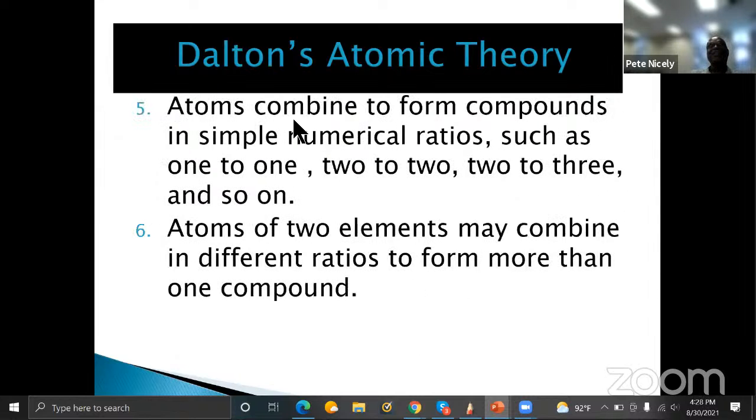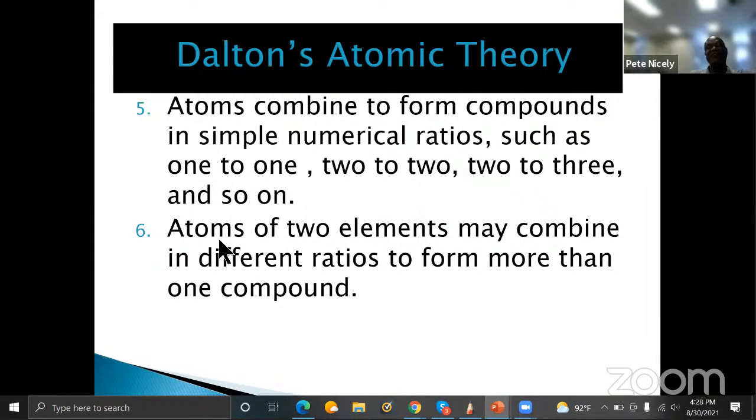The fifth assumption is that atoms combine to form compounds in simple numerical ratios, such as 1 to 1, 2 to 2, 2 to 3, and so on. For example, in the case of the water molecule, we all know that the formula for water is H2O. Therefore, the ratio of hydrogen atoms to oxygen atoms would be 2 to 1. And in the case of carbon dioxide, the ratio of carbon to oxygen would be 1 to 2, and so on and so forth. So basically what the fifth assumption is saying is that atoms combine to form compounds in simple, whole number ratios.